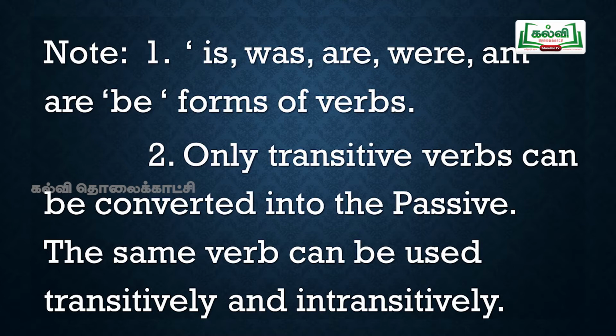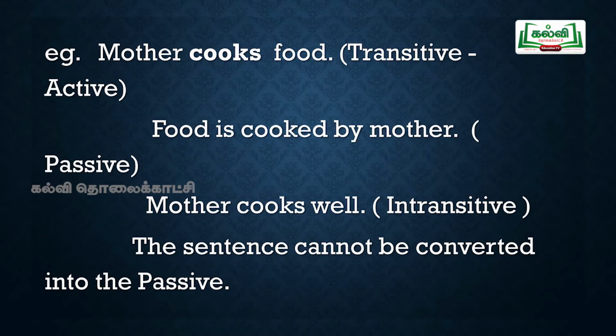The next important point is that only transitive verbs can be converted into the passive. And another point, the same verb can be used transitively and intransitively. For example, consider the sentence, mother cooks food. Here, mother subject, cooks verb. Mother cooks what? Food. Therefore, this sentence is of the active voice, and since there is an object, the verb cooks is transitive. Now, look at this sentence in the passive. Food is cooked by mother. So, I have been able to transform the sentence into the passive because it is transitive, it takes an object.